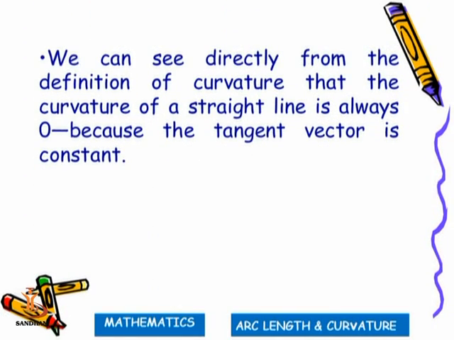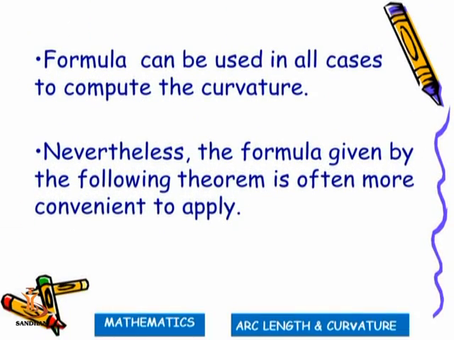We can see directly from the definition of the curvature that the curvature of a straight line is always 0. A straight line has no curve at all, so it doesn't bend. So there is no curvature here. So we can say the straight line has curvature 0 because the tangent vector is constant. The formula can be used in all cases to compute the curvature. The formula given by the following theorem is often more convenient to apply.